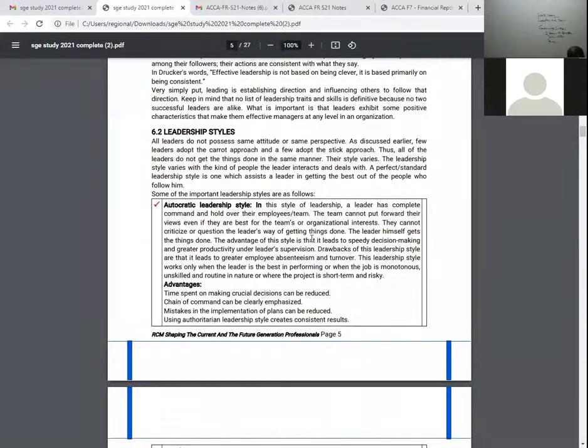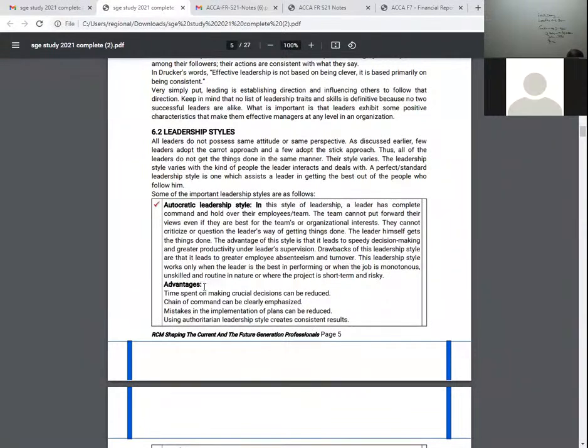The advantage, of course, of this style is that it leads to speedy decision-making and a greater productivity under leaders' supervision. Drawbacks of this leadership style are that it leads to greater employee absenteeism and turnover. This leadership style works only when the leader is best in performing, or when the job is monotonous, unskilled, and routine in nature, or where the project is short-term and risky.